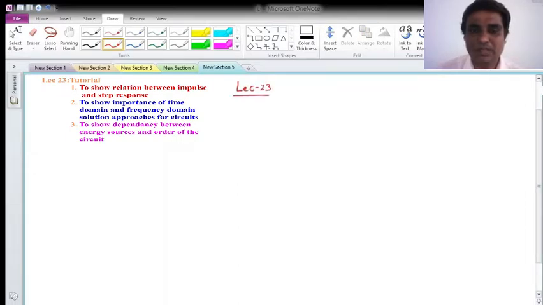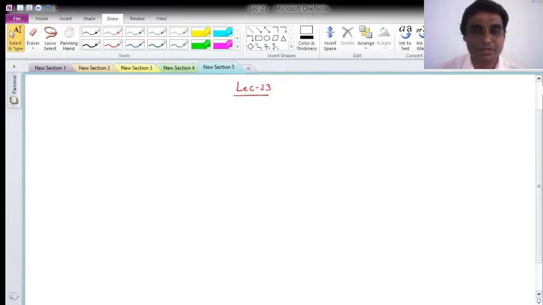In the last class we have seen the importance of the step response and impulse response. I mean to say, why should we use the impulse response to analyze the circuit? Now based on it, let us solve a couple of examples on how to find out the impulse response or step response. So suppose I have a simple RC circuit like this.